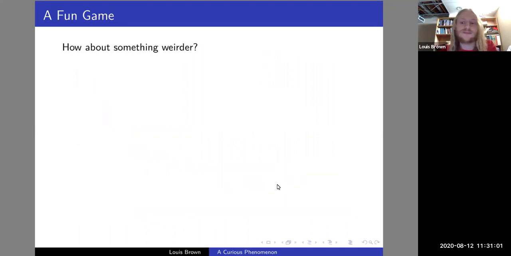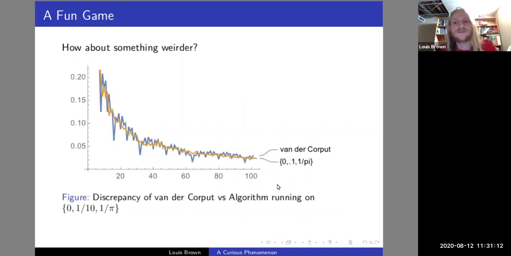What if we tried something weirder? Maybe there was something nice happening with 0 and 1/3. There were some special symmetries going on there that made things balance out. Let's try it with 0, 0.1, and 1 over pi. Nope, it's the same picture. We still get this really nice decay that's on par with the van der Corput sequence. And remember from earlier, the van der Corput sequence has the optimal discrepancy up to constants.